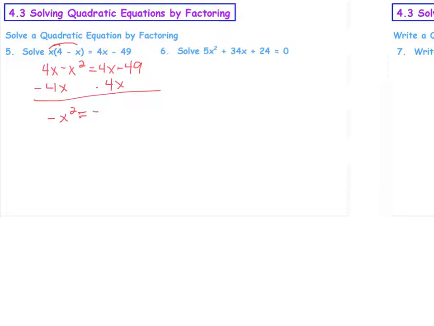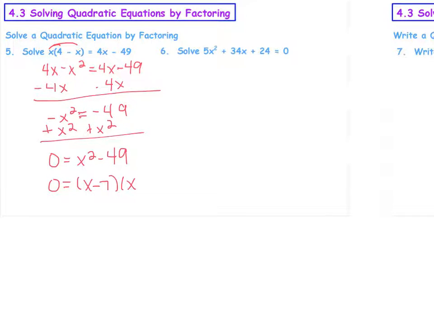So you get negative 49 on that side, and now I'm going to add x squared to both sides. And so I get 0 equals x squared minus 49. So if you notice, that's a difference of squares. So it factors to be x minus 7, x plus 7.